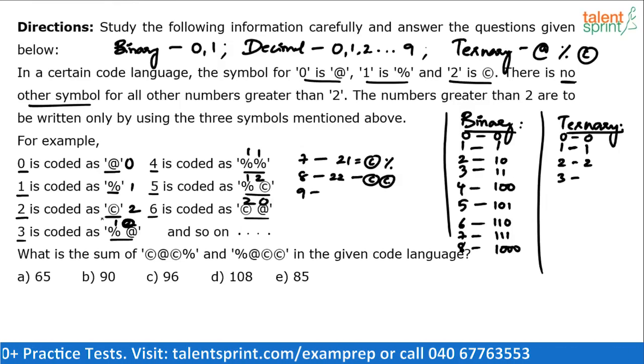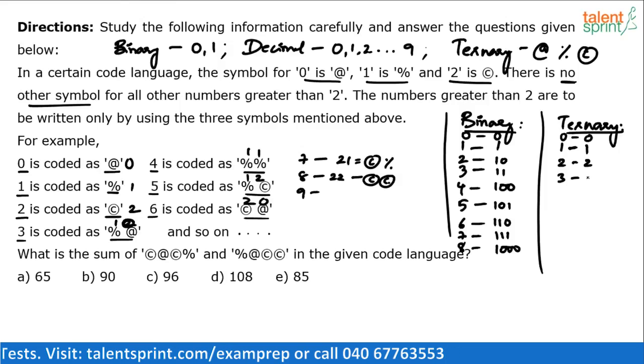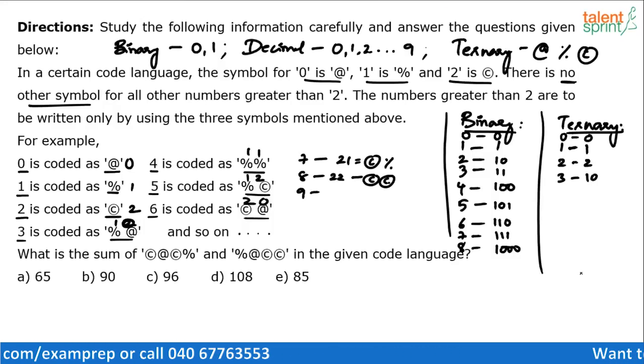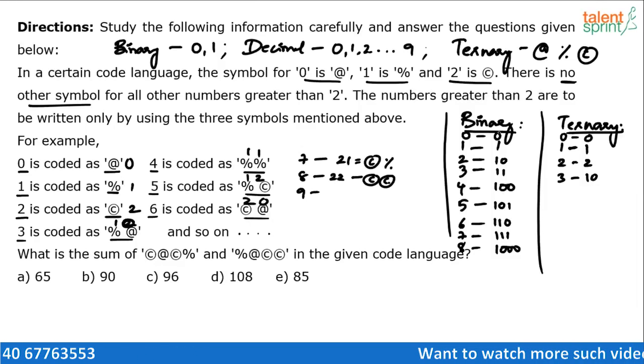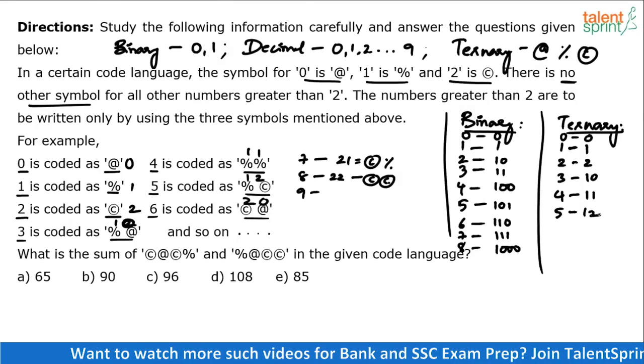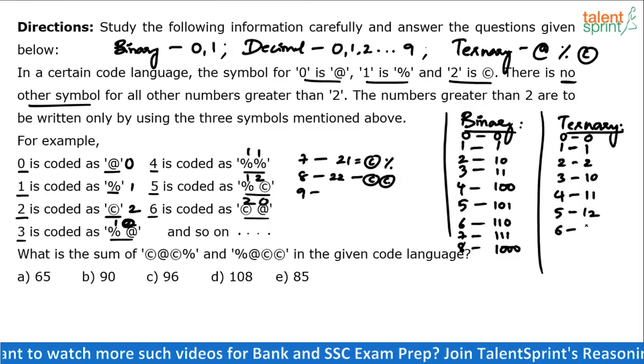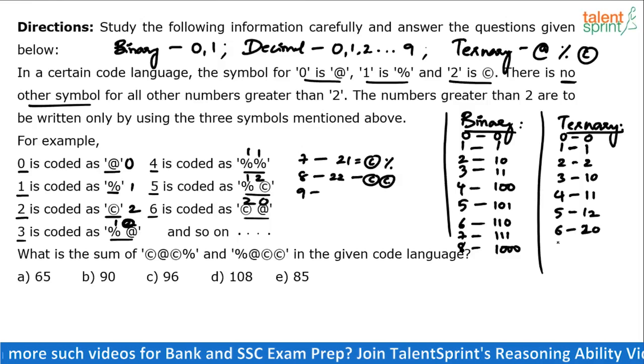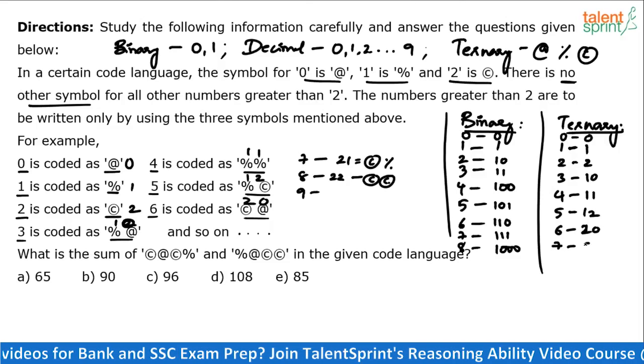Now 3, like we have seen here already, 3 is what? 10. Made up of 1s and 0s and 2s in that sequence. Right? These are all in ascending order. Similarly 4. If you observe, all these numbers come in ascending order, right? How will 4 be represented? 4 should be taken as 1, 1. 5 should be taken as 1, 2. 6 will be taken as 2, 0. 7 can be taken as 2, 1.